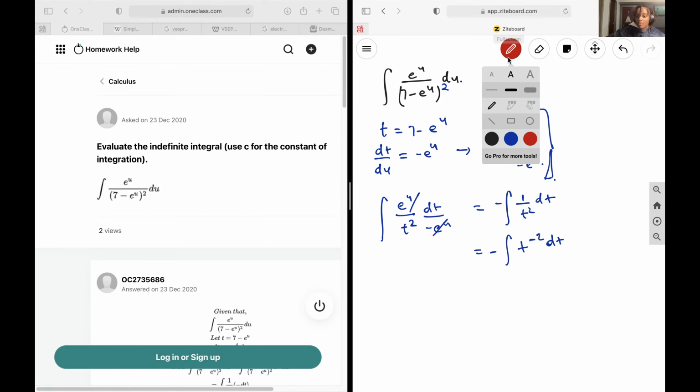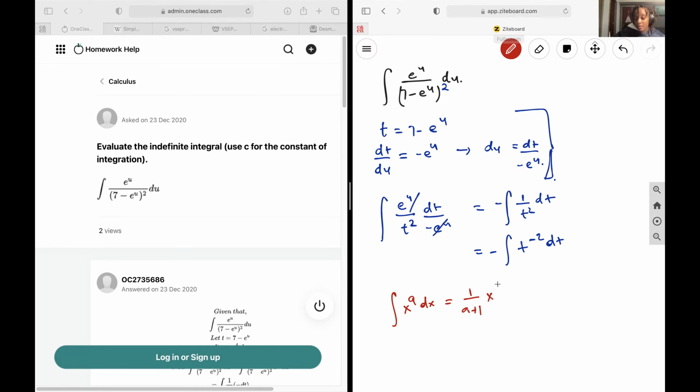We're going to be using the exponent rule for integrals, where we know that the integral of x to the power of a dx will be 1 over a plus 1, x to the power of a plus 1 plus c. We're going to apply that here, where we have a is equal to negative 2, a plus 1 is equal to negative 1. And so this will become negative 1, because of this negative out here, over negative 1, because of the a plus 1, by t to the power of negative 1 plus c. These two will cancel, and it will become 1 over t plus c as my final answer.